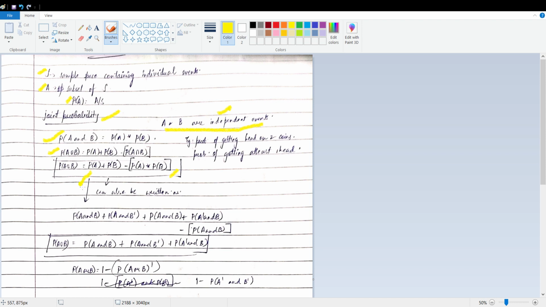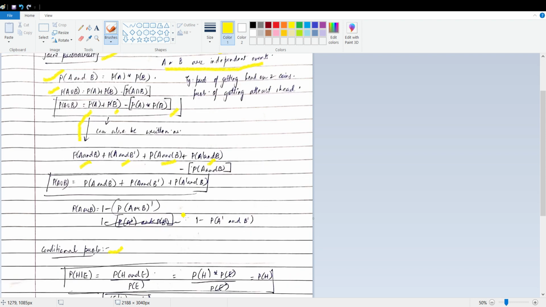Also, you can rewrite P of A as P of A and B plus P of A and B dash. That is, P of A can be written as the probability of A occurring along with B and the probability of A occurring without B. Similarly, P of B can be written as the probability that A occurs along with B, plus the probability that A does not occur along with B. If you were to simplify this equation, you end up getting something like this. This way, we can represent P of A and B entirely in terms of conditional probabilities.